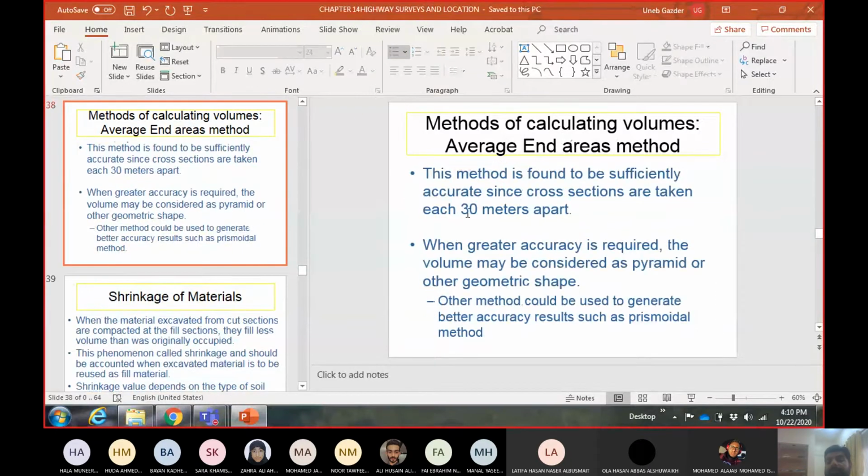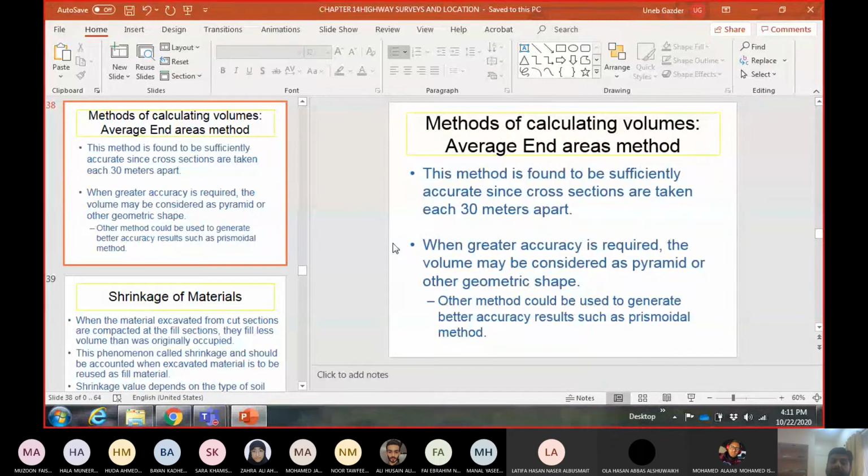Second reason: if the distance between the two areas is kept at 30 meters or less, in most cases 30 meters, then this method will give you enough accuracy in your estimation. The accuracy which you require can be provided with the average end area method without any problem. If you want to increase the accuracy of this method, even more than what I will get with a 30 meter distance, I can reduce the distance between the areas.